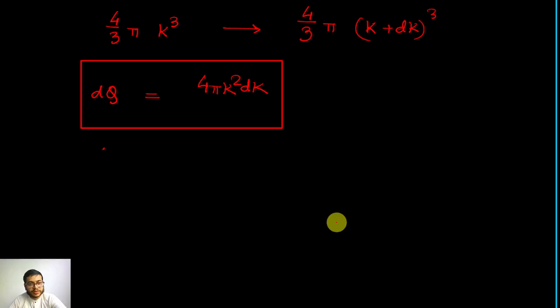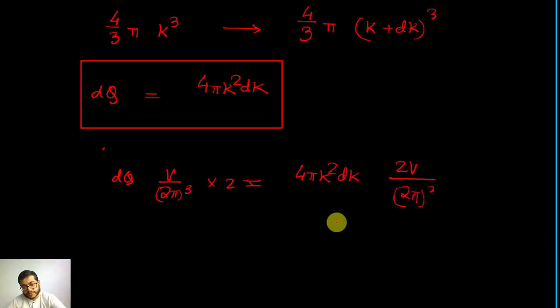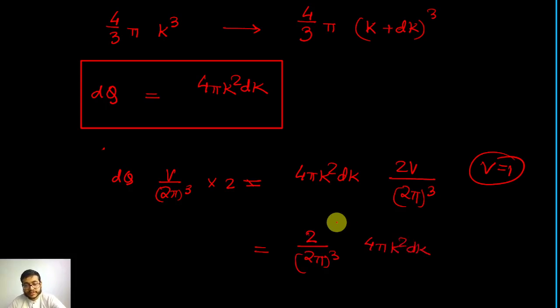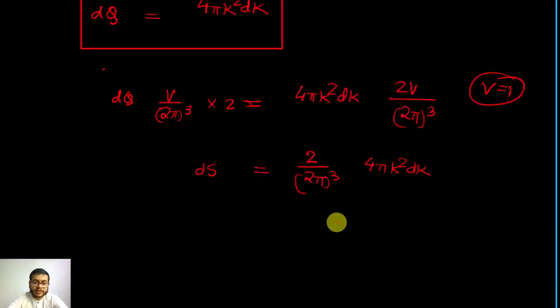So how many electrons? dq into v by 2 pi cube into 2, that will be 4 pi k square dk into 2v by 2 pi cube. For example, if we are talking about a unit volume system where v is 1, what we will have is 2 by 2 pi cube into 4 pi k square dk. That is equal to the number of states, ds, right?